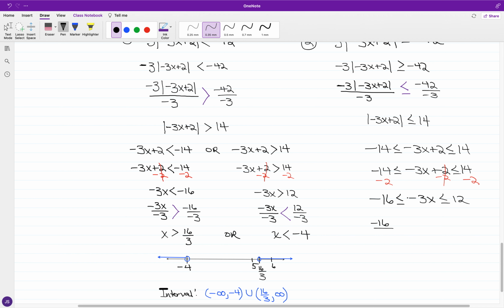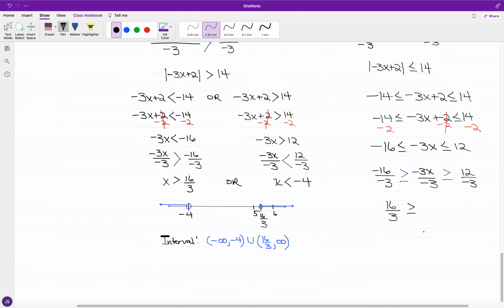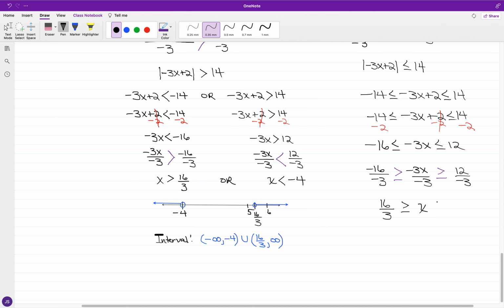And guess what? Converting from negative 3x to x, we have division by negative 3. And both of these inequality sections will change directions. So for what we're going to have here, we have negative 16 over negative 3. Again, this becomes 16 thirds. 16 thirds is greater than or equal to x. And for 12 over negative 3, we have negative 4.